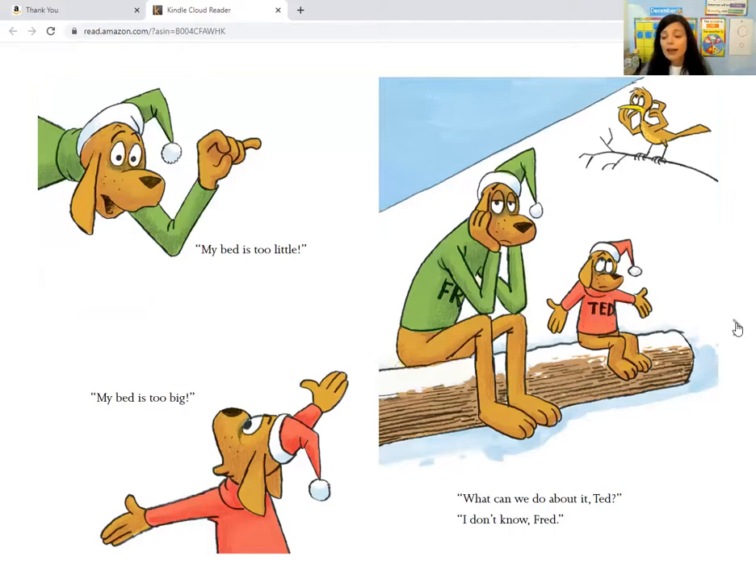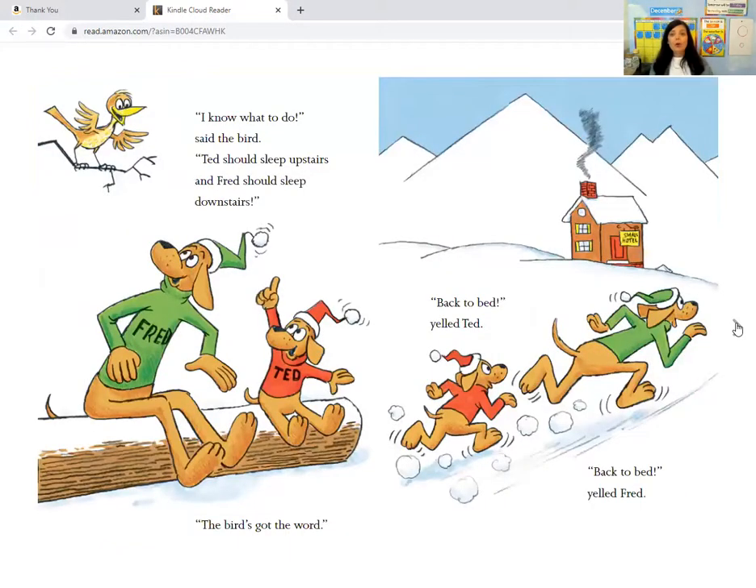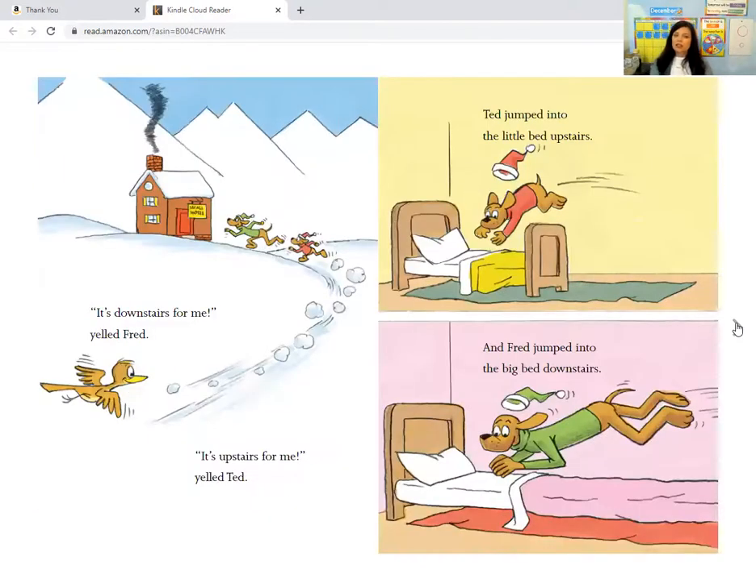I don't know, Fred. I know what to do, said the bird. Ted should sleep upstairs and Fred should sleep downstairs. The birds got the word. Back to bed, yelled Ted. Back to bed, yelled Fred. It's downstairs for me, yelled Fred. It's upstairs for me, yelled Ted. Ted jumped into the little bed upstairs, and Fred jumped into the big bed downstairs.